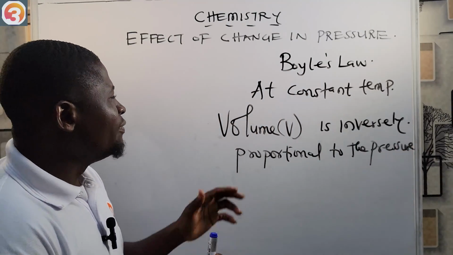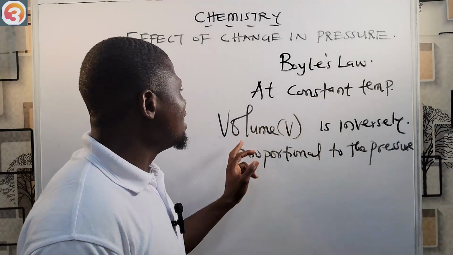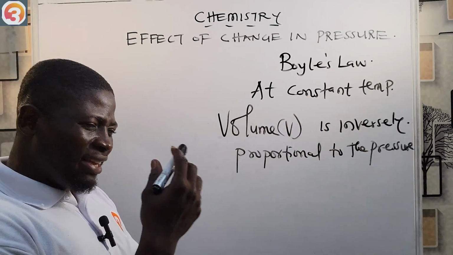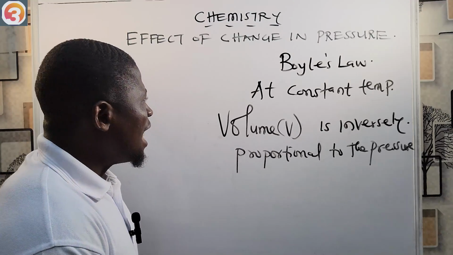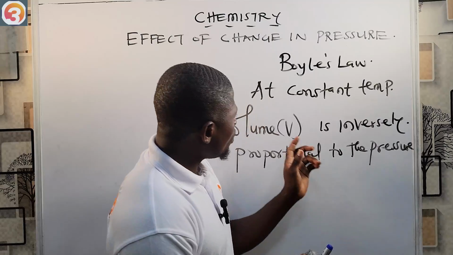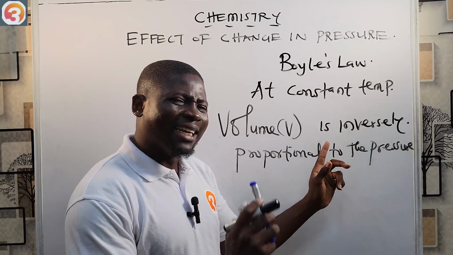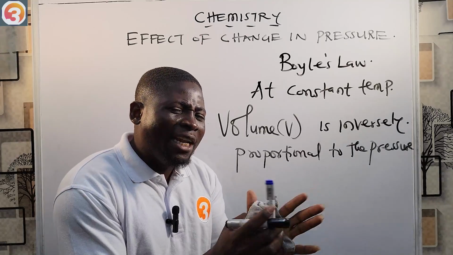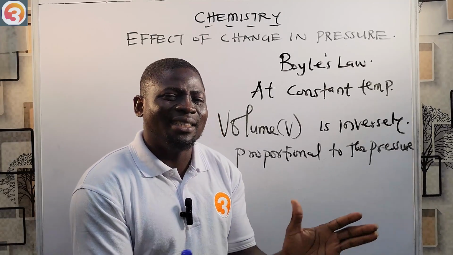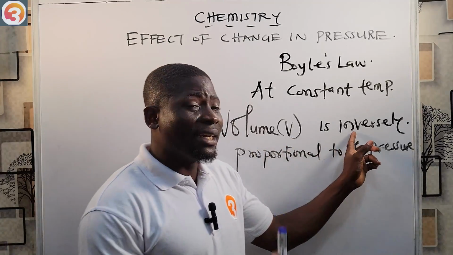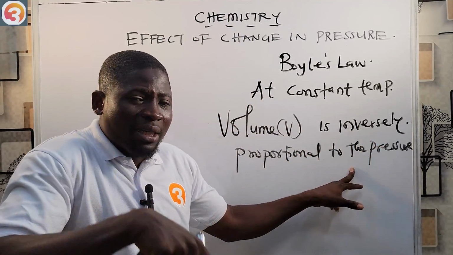Robert Boyle stated that the volume at constant temperature is inversely proportional to the pressure. Inverse proportionality. And because it is inverse proportionality, it means that when the volume is increasing, the pressure will be decreasing, because they do not have a direct proportionality. They have an inverse proportionality. It means that when the volume is increasing, the pressure will be decreasing.